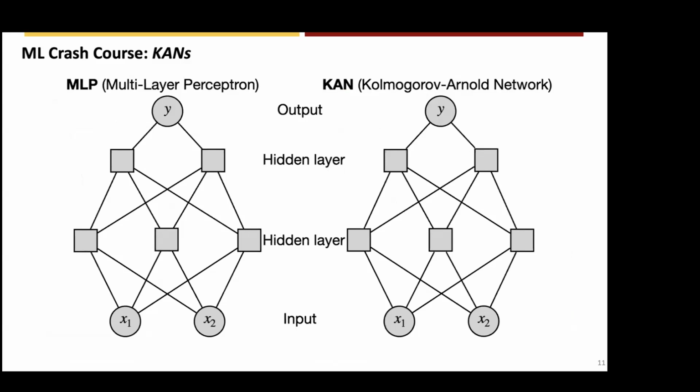So on the left, we have a multi-layer perceptron, also known as a neural network. The KAN also has the exact same structure, but as I'll explain, the geometry is a little different compared to your traditional run-of-the-mill neural networks.